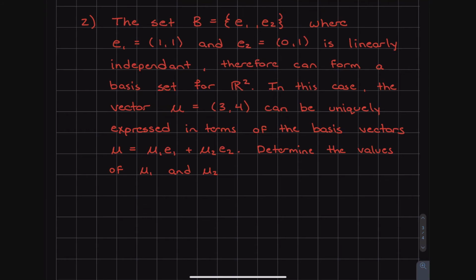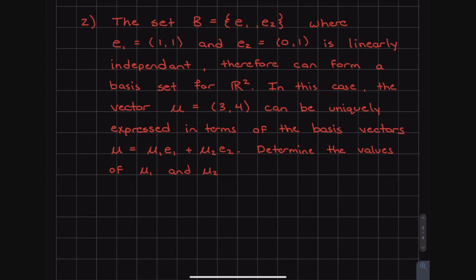All right, so the second question is even nicer. It says the set B, which is composed of two vectors, e1 and e2, where e1 is (1, 1) and e2 is (0, 1), is linearly independent. Therefore, it can form a basis set in R2, so in 2 dimensions. In this case, the vector u, which is (3, 4), can be uniquely expressed in terms of the basis vectors: u is equal to u1 e1 plus u2 e2.